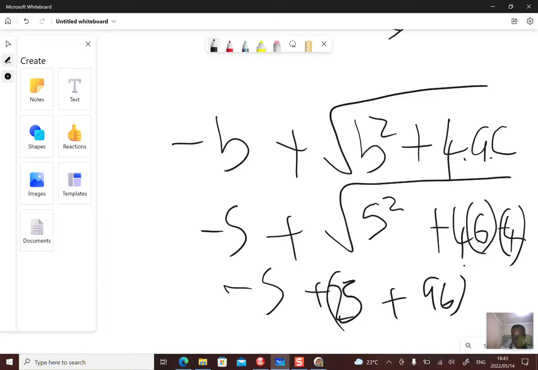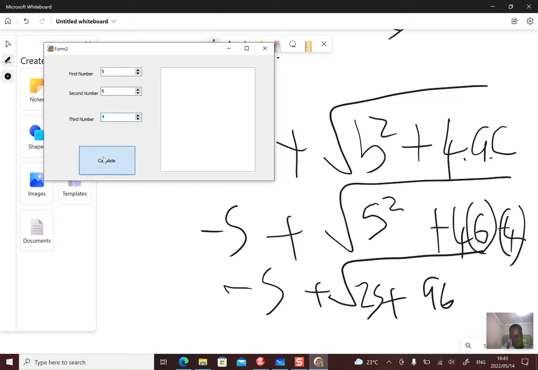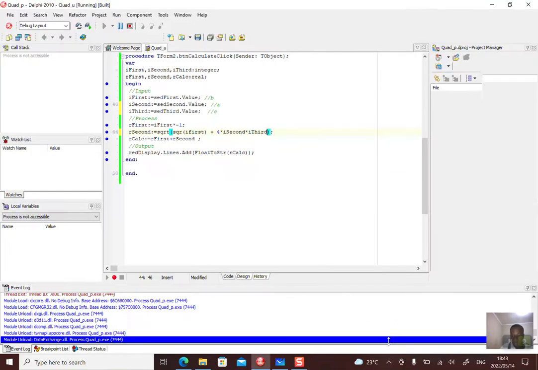Or to the power half, or let me just not do the power half, and let me just say square root of 25, right? And then it should solve for that. Yeah, it should solve for that. So now let's see. It's 6. So 25 plus this one. Let me just check. Let's verify.